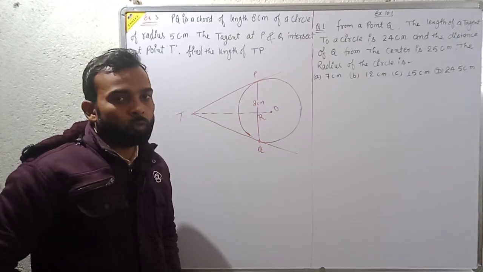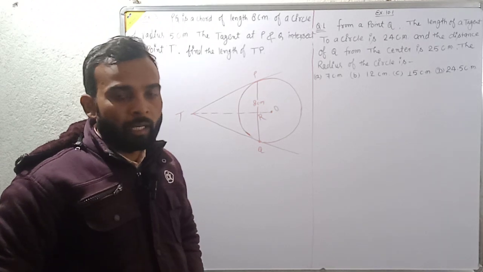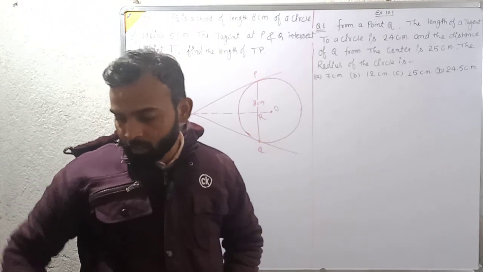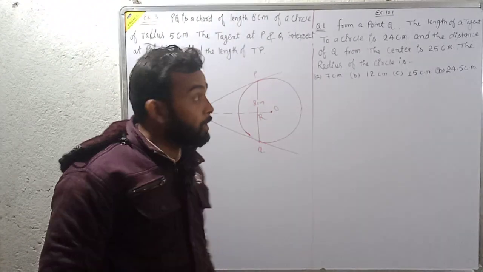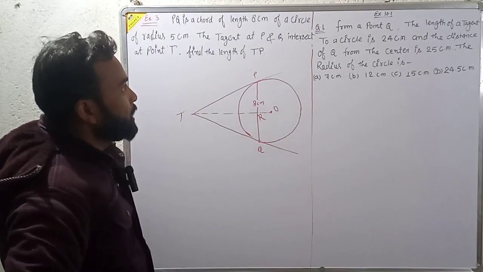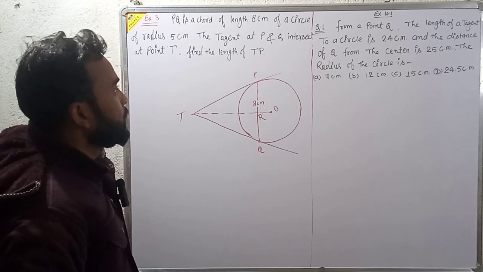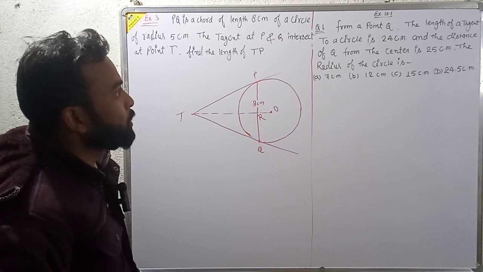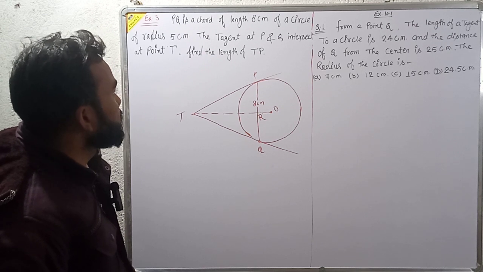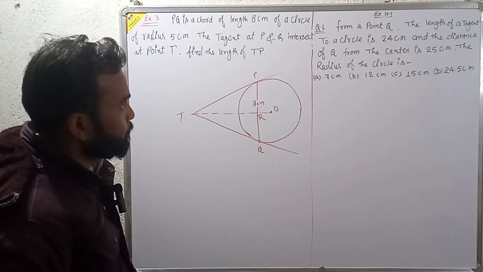Now we have to solve chapter 10 example number 3 and question number first. Clear? The question is given that PQ is a chord of length 8 cm of a circle of radius 5 cm. The tangents at P and Q intersect at point T. Find the length of TP. Clear?